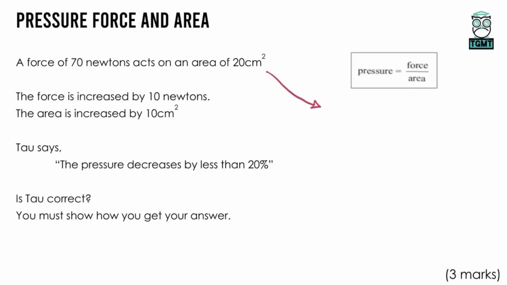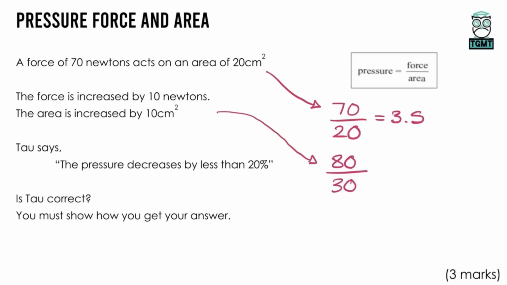So if we start off by using our initial numbers, we have a force of 70 and an area of 20. And we can type that in on our calculator. 70 divided by 20 gives us 3.5. So there we go, that's our initial amount. Now in the second amount, it says the force is increased by 10 newtons. So we have 80 newtons now on the top. The area is increased by 10, so that would be 30 centimetres squared. And we can work that out. So 80 divided by 30. Again on the calculator, we do get a recurring decimal for this one. It comes out as 2.6 recurring. So these are our two values.